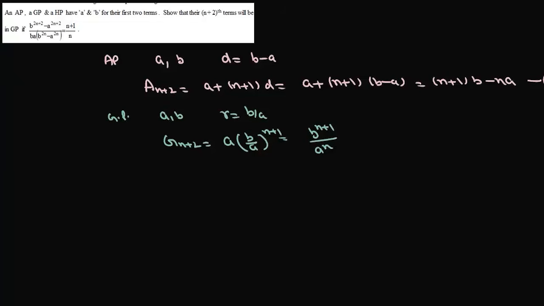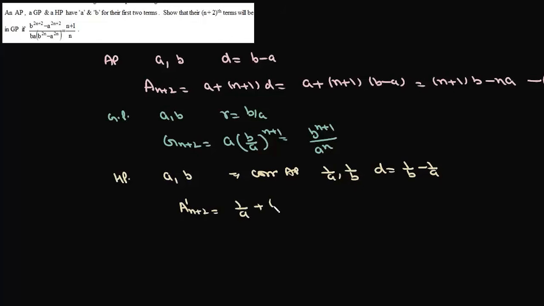And for this HP, first two terms are A and B. So its corresponding AP will be 1 upon A, 1 upon B. So its common difference is 1 upon B minus 1 upon A. And for this corresponding AP, its n plus 2th term is 1 upon A plus (n plus 1) into (1 upon B minus 1 upon A), which is (n plus 1) upon B minus n upon A, or we can write (n plus 1)A minus nB upon AB.